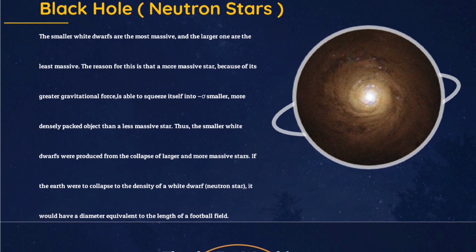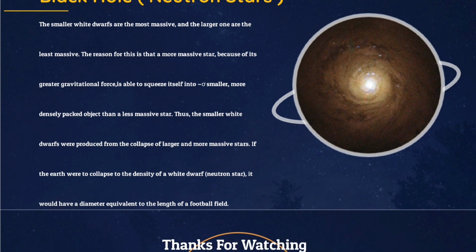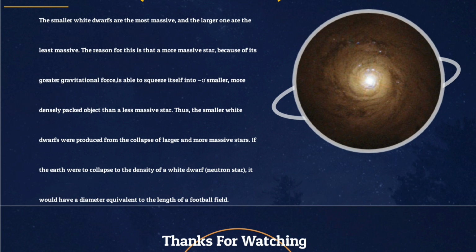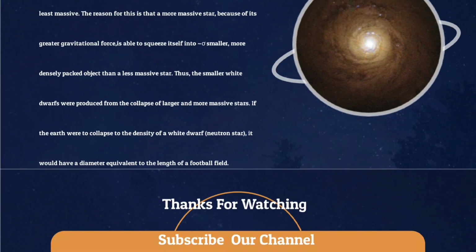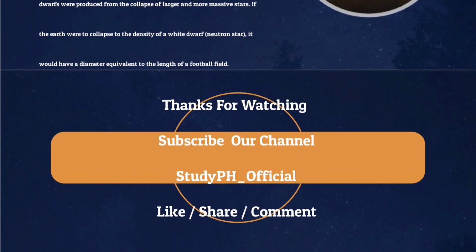The reason for this is that a more massive star, because of its greater gravitational force, is able to squeeze itself into a smaller, more densely packed object than a less massive star. Thus, the smaller white dwarfs were produced from the collapse of the larger and more massive stars. If the Earth were to collapse to the density of a white dwarf neutron star, it would have a diameter equivalent to the length of a football field.